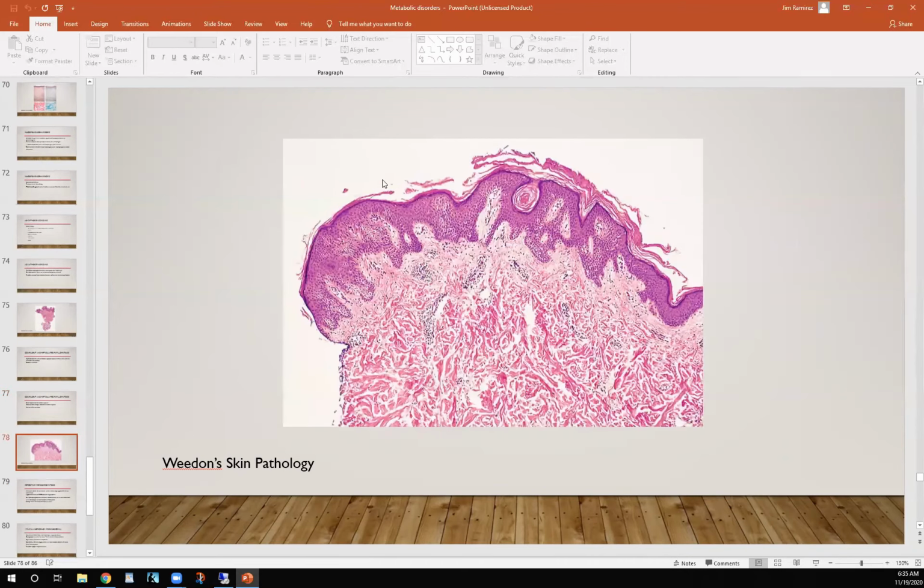And this is what I'm talking about, a sort of blunted look to this, as opposed to the nice church spire, the nice really pronounced papillomatosis that you see in acanthosis nigricans. And this one, it's much more blunted, sort of flattened out.